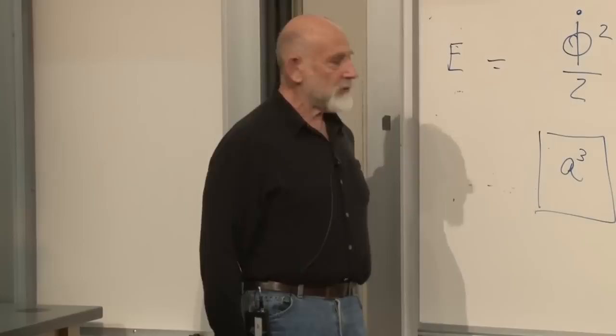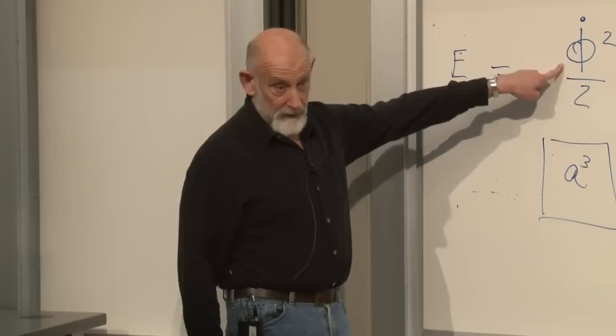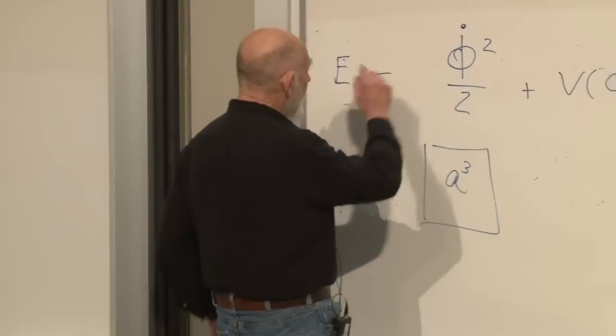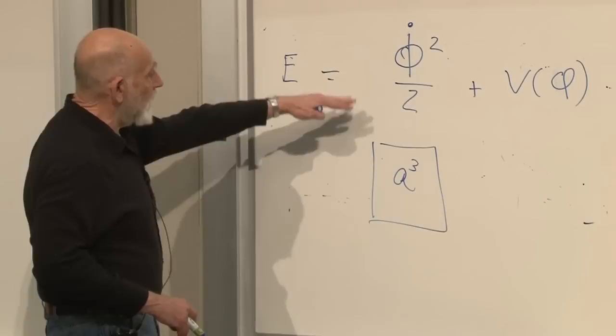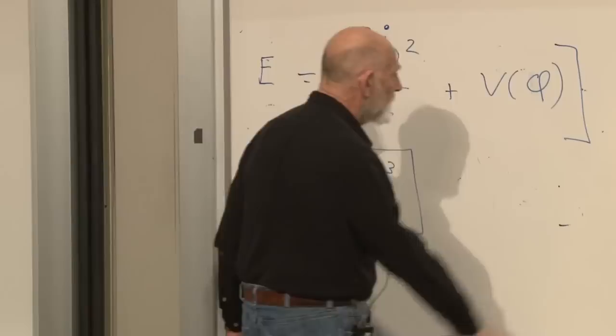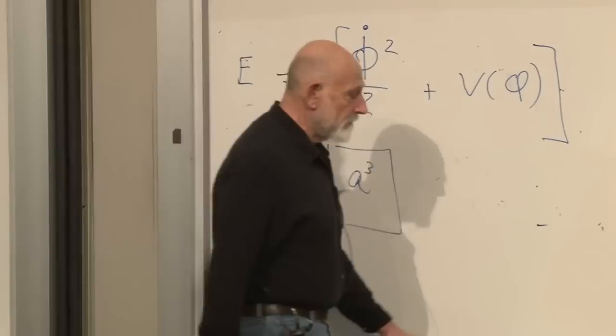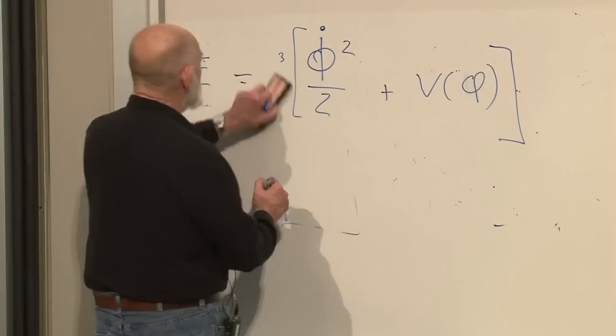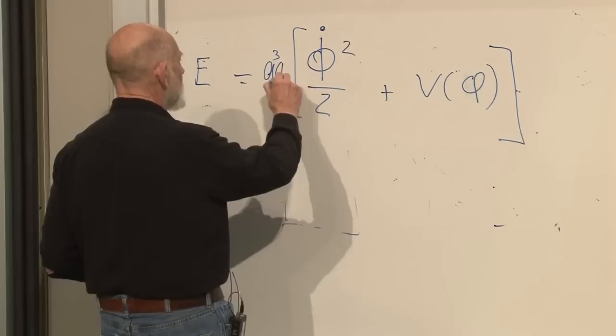All right. This is the energy density. So to get the energy, I wrote energy here, but this is really energy per unit volume. If I want to write the energy of the field in the box, I have to multiply it by a cubed. But a is time dependent. It depends on time. So we have a time dependent energy expression, a cubed of t.